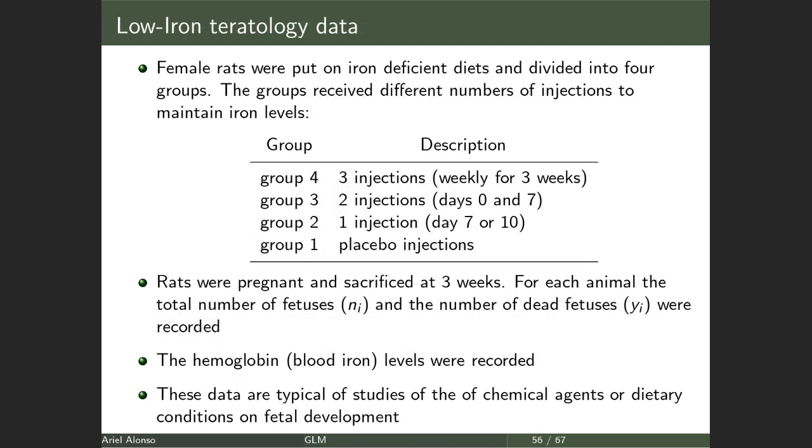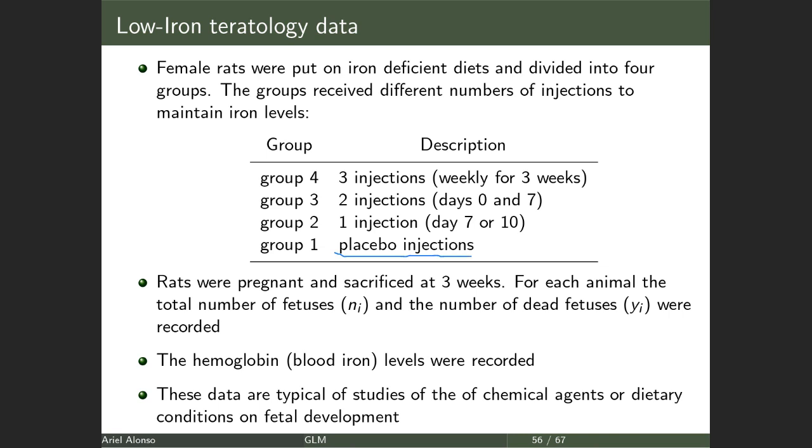Okay, let me show you now an example. We're going to devote the last part of the lecture to seeing all this in action. What we have here is the so-called teratology study, the low iron teratology data. You have rats that were put on an iron-deficient diet, and they were divided into 4 groups. These groups received different numbers of injections to maintain their iron level. Group 1 receives just a placebo injection. They were not receiving any iron supplementation.